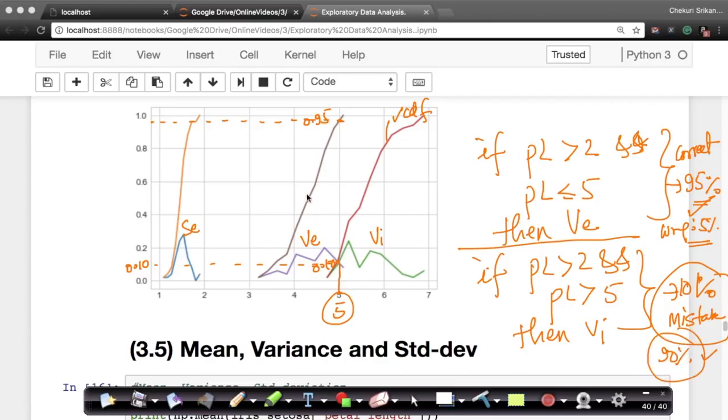Such information can be understood from your CDFs, which you cannot get from your PDFs. So when you plot CDFs and you're building simple models like this, simple if-else conditions, you can say how accurate your simple model, which just uses one feature, could be by reading the data off your CDF, which you cannot get from a PDF. That's one of the biggest use cases of CDF in data analysis and in modeling.